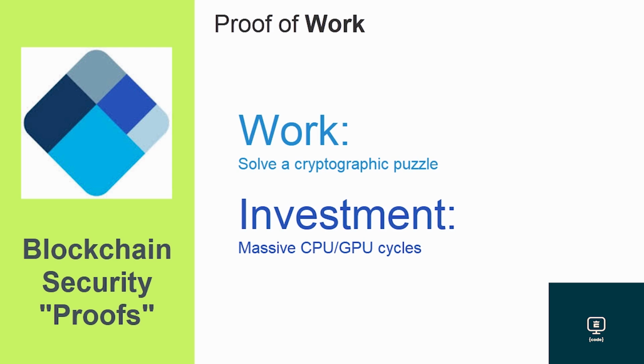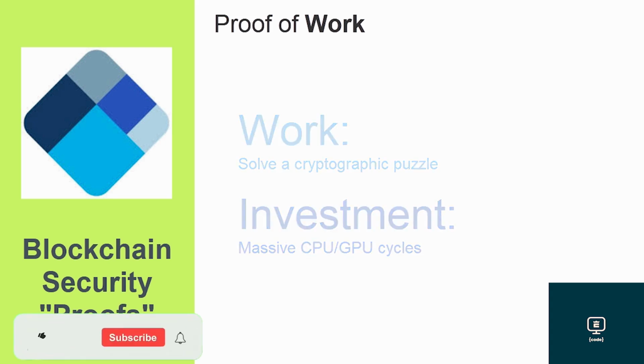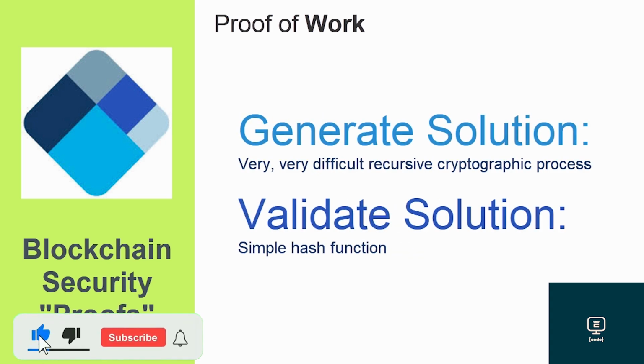The puzzle miners must solve includes finding a number called a nonce, such that when the block content is hashed along with the nonce, the result is numerically smaller than the network's difficulty target. The difficulty target is an adjustable number used in maintaining network activity levels. This proof is easy for any node in the network to verify, but extremely time-consuming to generate.